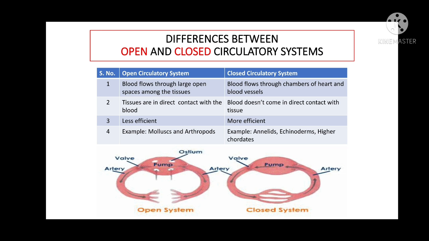When you compare the efficiencies, open circulatory system is less efficient than closed circulatory system. Open circulatory system is seen in mollusks and arthropods. Closed circulatory system is seen in annelids, echinoderms and higher chordates.